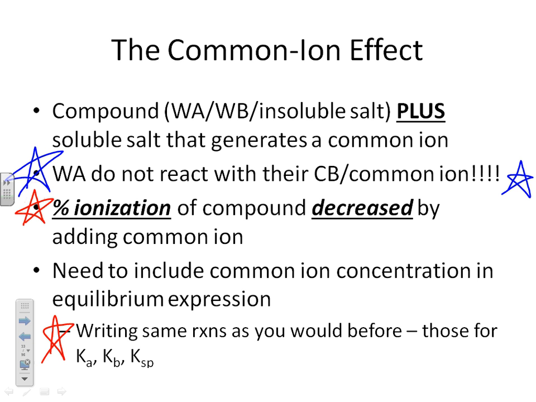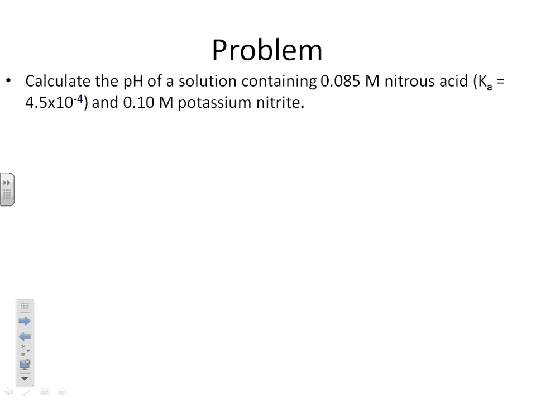So really, this is best illustrated with practice problems, and I'm going to go through 3 here. 2 of them are Ka, and 1 of them is a Ksp, and we're going to see how this common-ion effect affects the type of equilibrium stuff that we're doing. So calculate the pH of a solution containing 0.085 molar nitrous acid and 0.10 molar potassium nitrite.